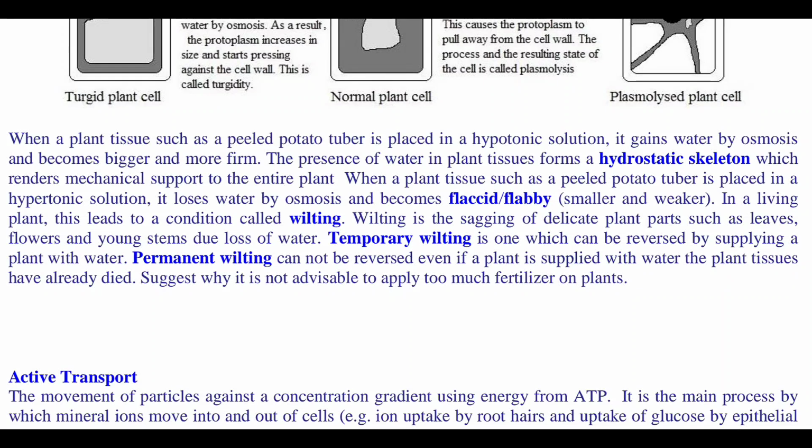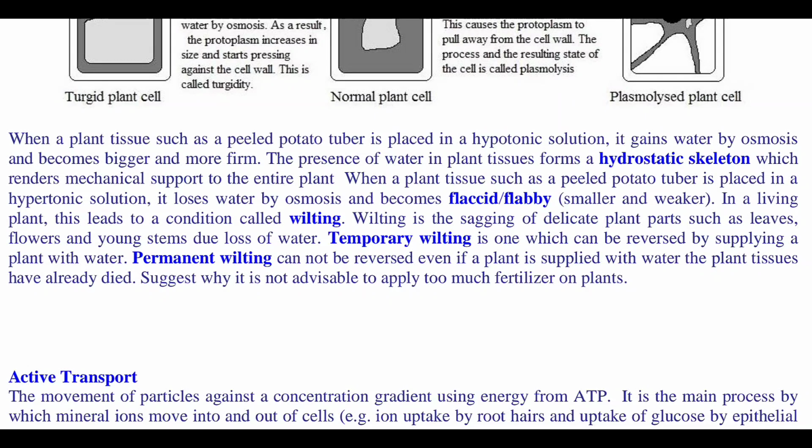Now, you should also know why it is not advisable to apply too much fertilizer on plants. Okay? Why shouldn't you apply too much fertilizer on plants? Think in terms of the concentration of fertilizer and the concentration inside the cells in plants. Okay, I'm waiting for that one. Just write in the comment section. Okay?